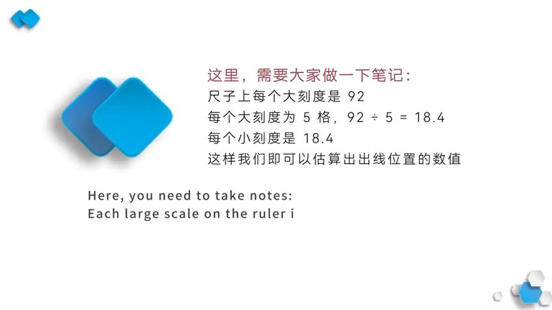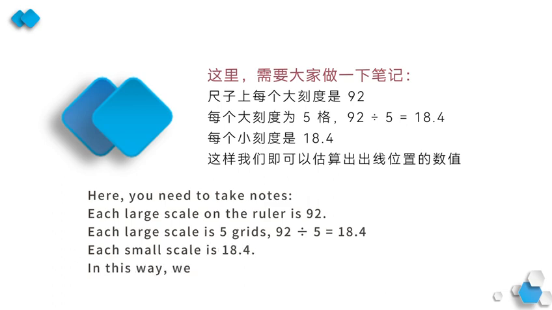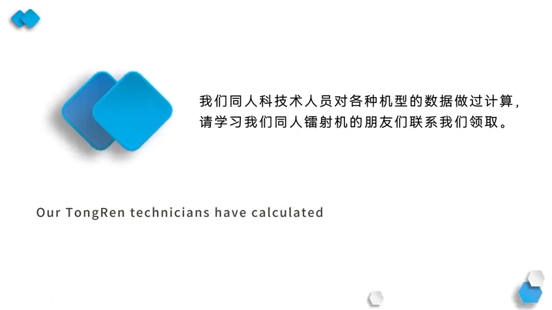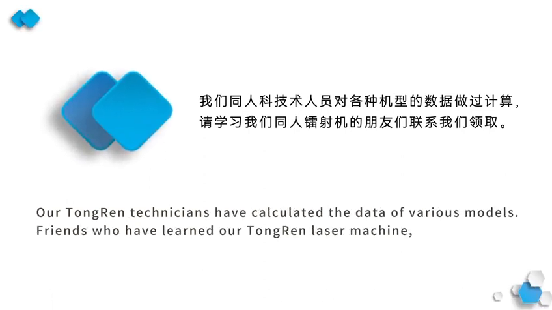Each large scale on the ruler is 92. Each large scale is 5 grids, 92 divided by 5 equals 18.4. Each small scale is 18.4. In this way, we can estimate the value of the line position. Our Tong-Ren technicians have calculated the data of various models. Friends who have learned our Tong-Ren laser machine, please contact us to collect it.